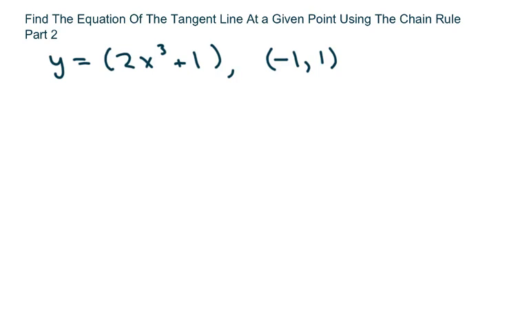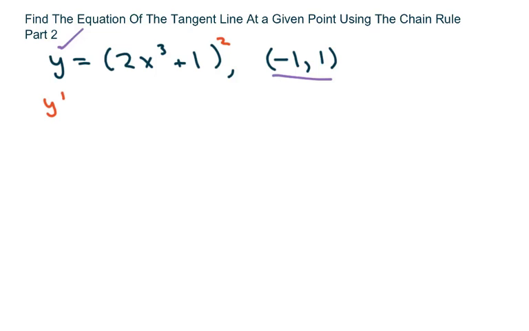Hi everyone, we're going to find the equation of the tangent line of this graph of this function at this given point using the chain rule. So in this case this should be squared, sorry about that.